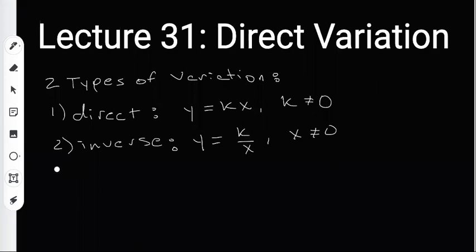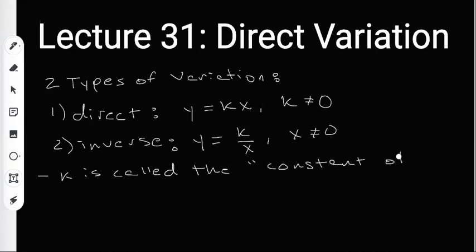So you're probably wondering what k is. K is called the constant of variation. And for today, since we're talking about direct variation, k can never be 0, but it can be any real number except for 0.